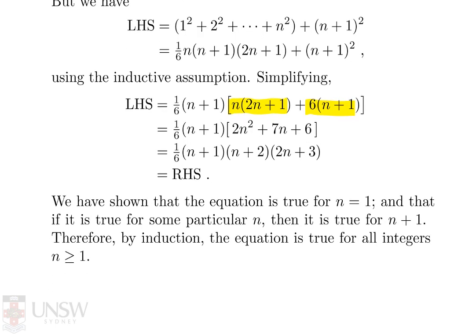So we're looking at this particular equation for the sum of all the squares from 1 squared up to n squared. And we've shown that that's true for n equals 1. We've shown that if it's true for any specific value of n, then it's also true for the next value. And by induction, that proves that it's true for all values of n from 1 upwards.